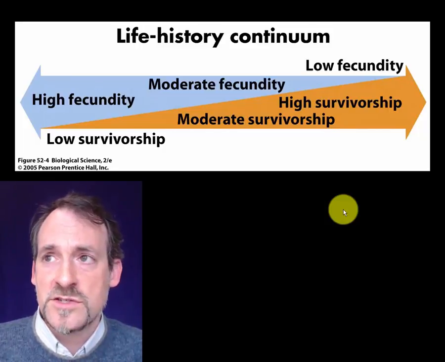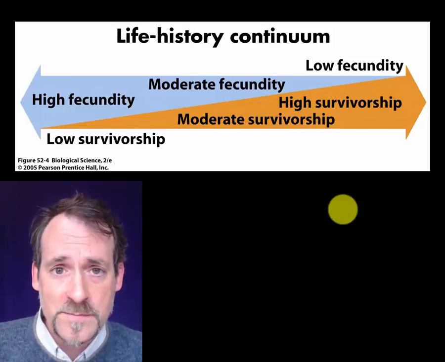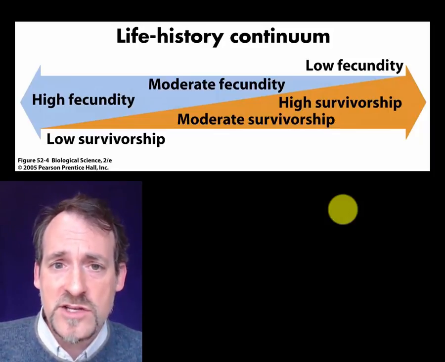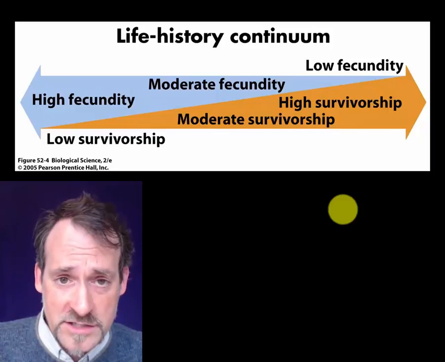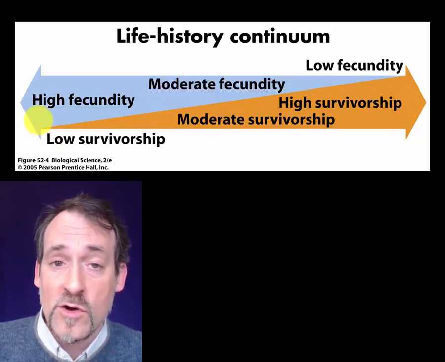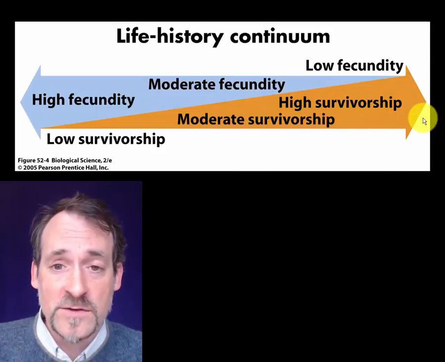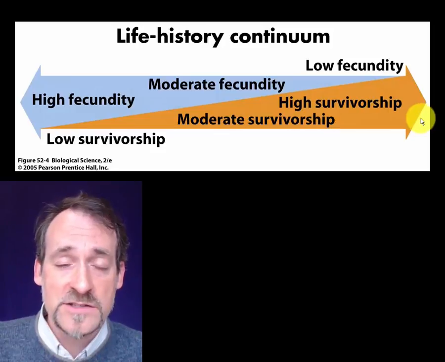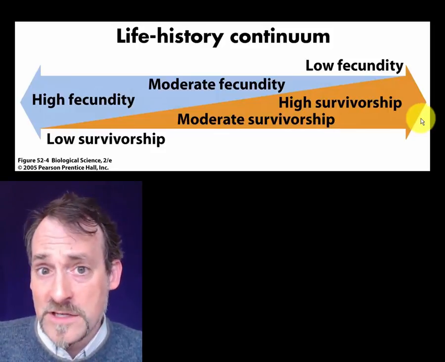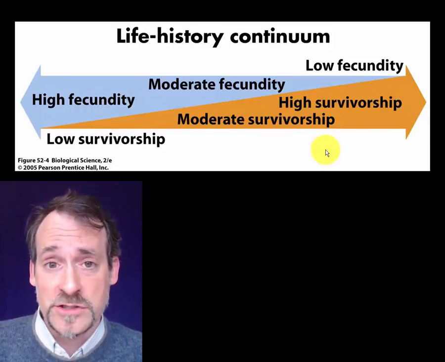This leads us to one of the more important concepts in ecology. There is a continuum of life history strategies, ranging on one extreme from species where individuals have very high fecundity but very low survivorship, to the other extreme where individuals tend to have very low fecundity and very high survivorship.